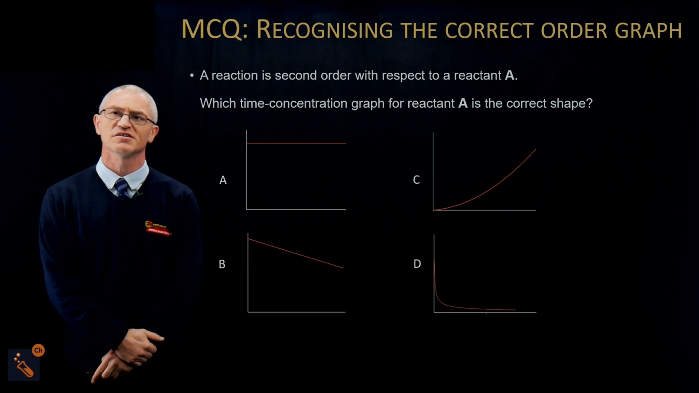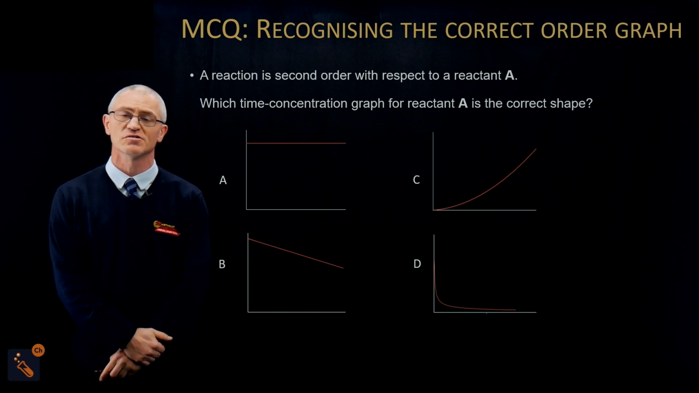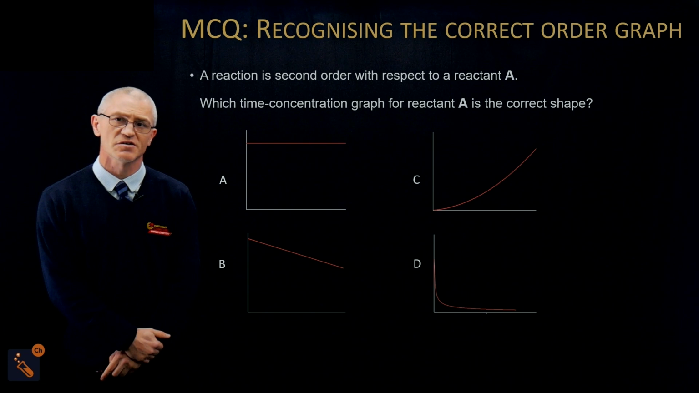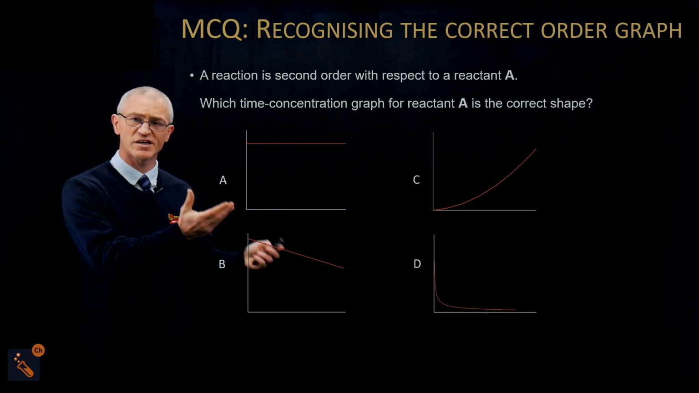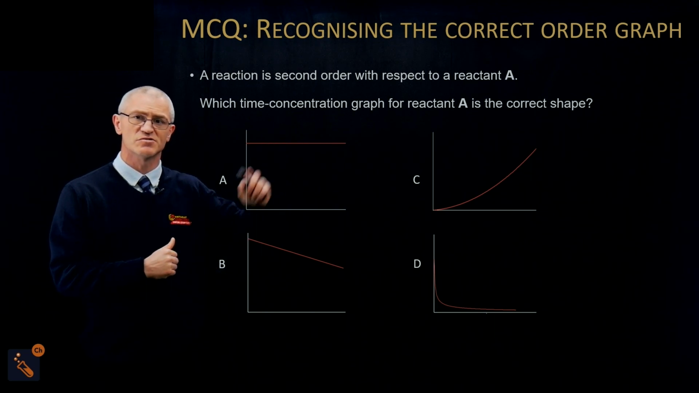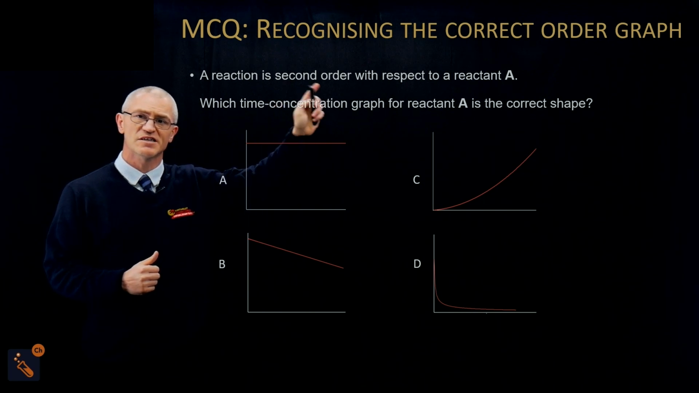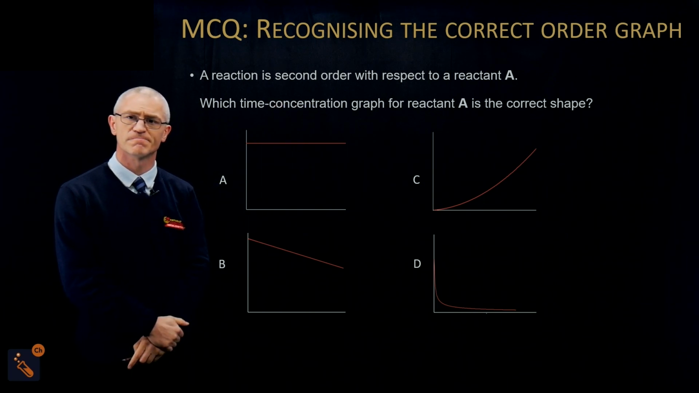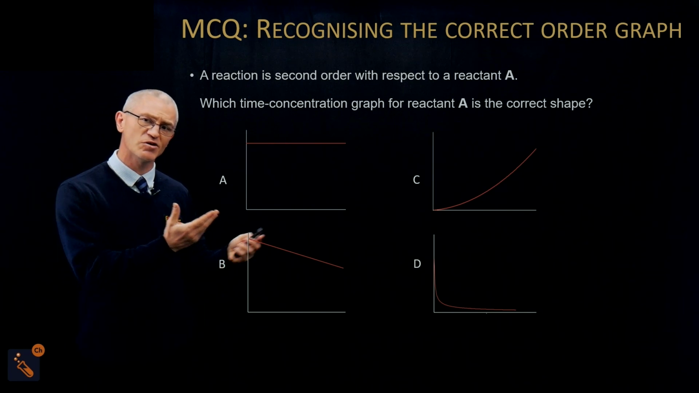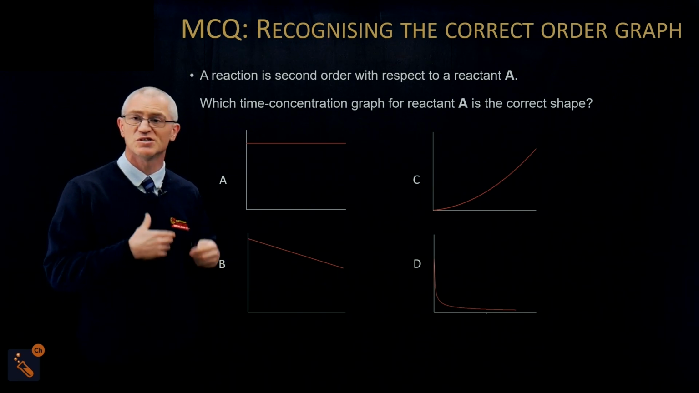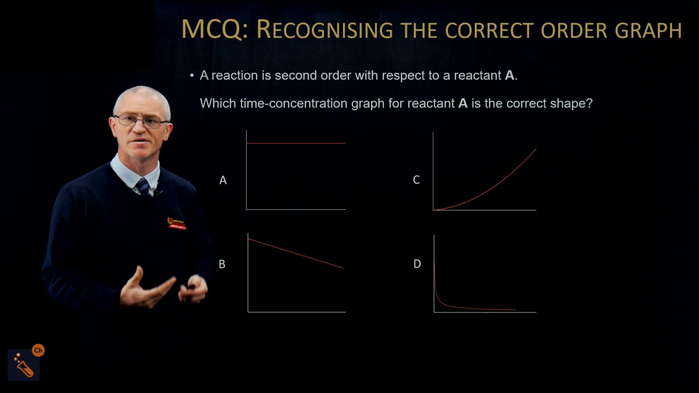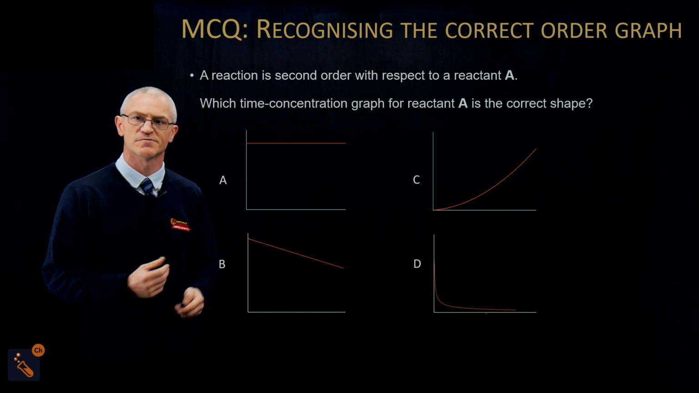Our second MCQ is about recognizing the correct order graph. So they will ask you to recognize a type of graph, and this time they want a time concentration graph, and they want it for a second order reactant. And they won't include the axes to make it a bit more difficult, which is why I say to you, you must remember the shapes of all these graphs.